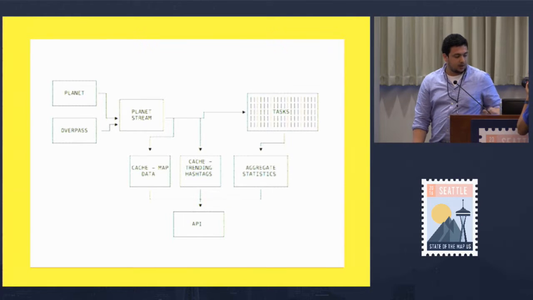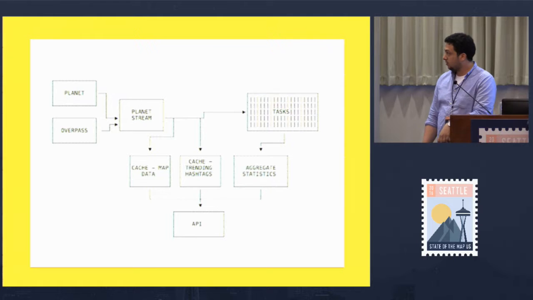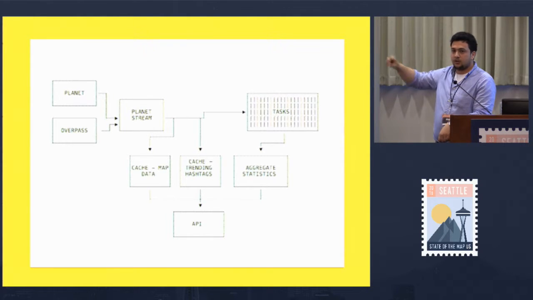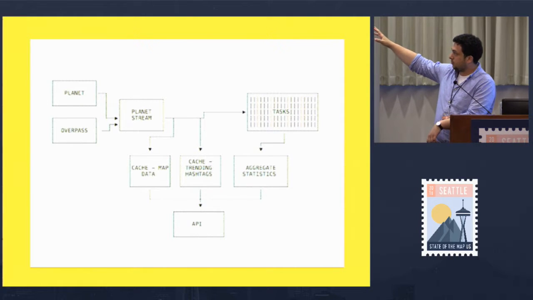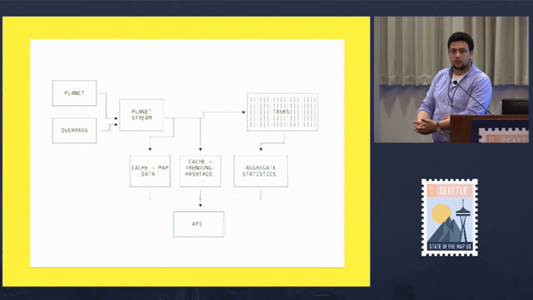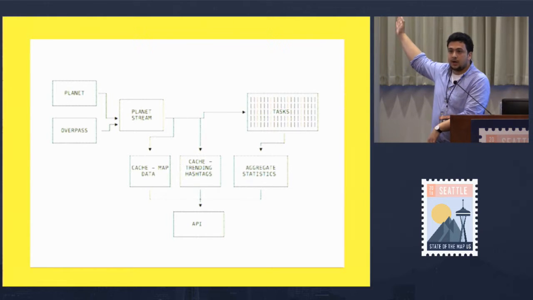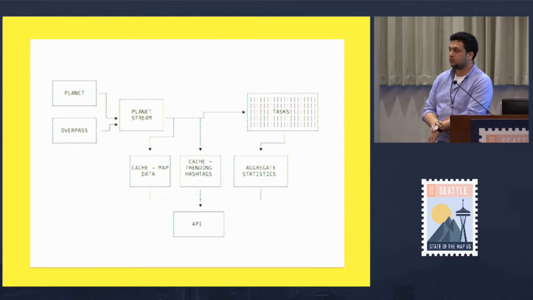So a little system diagram. It's in ASCII for fun. So there we have Planet as a data source and Overpass as a data source. And they go into a piece of software that Development Seed built called PlanetStream and spits out the rich diff. This rich diff goes into a cache, which stores map data for the leaderboards, trending hashtags, so you can find the leaderboards that are happening right now, and also goes into a task queue that calculates aggregate statistics.